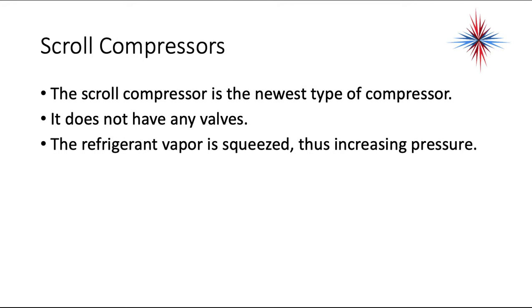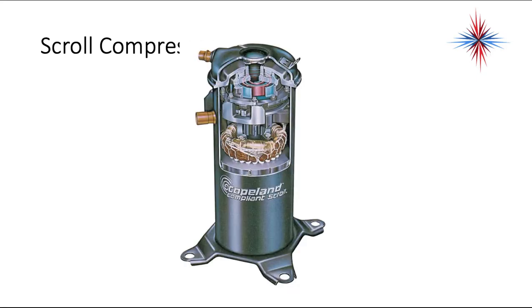The next type of compressor we're going to talk about is the scroll compressor. It's the newest type of compressor. It does not have any valves. The refrigerant vapor is squeezed, thus increasing pressure. When you think about a scroll compressor, think about a paper scroll, one of the ones that's rolled up. This is a cutaway of a scroll compressor. The motor and all the drive components are here at the bottom. The scroll that squeezes the refrigerant and compresses it is here. Our suction line is here, discharge line is there.